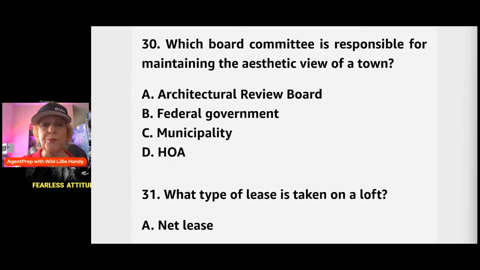Number 30. Which board committee is responsible for maintaining the aesthetic view of a town? Hi, Franklin, this is the first time I see you on here, so great that you're joining us. A, Architectural Review Board, B, Federal Government, C, Municipality, or D, HOA.